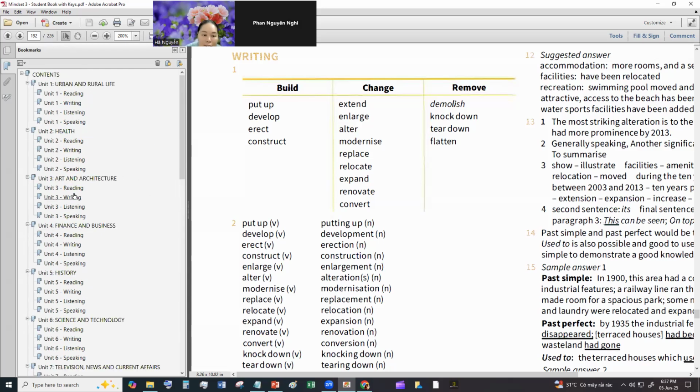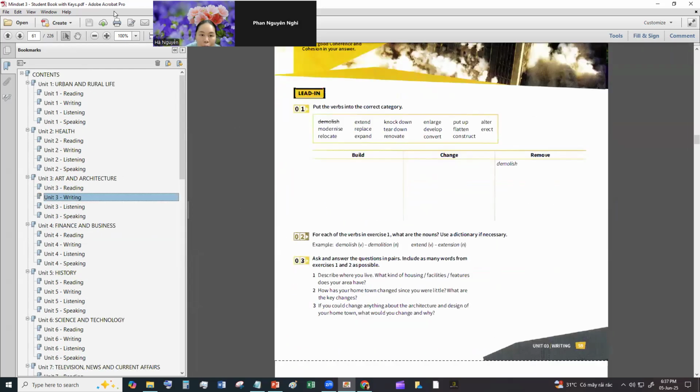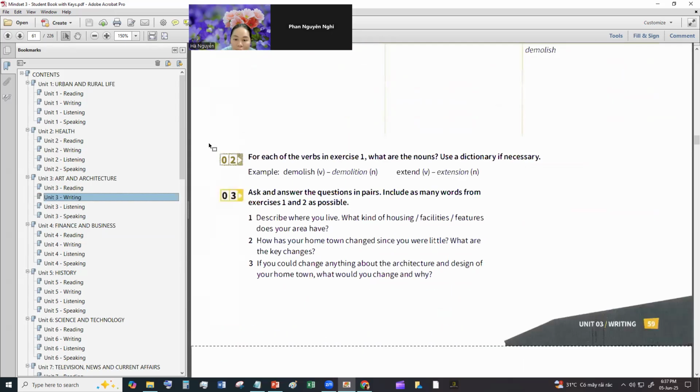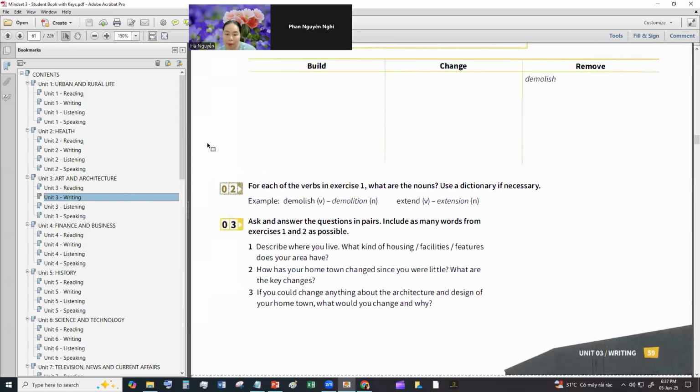All right, so now let's go back to the unit. So just quickly, I want you to describe where you live. For example, what kind of housing, facilities or features does your area have?